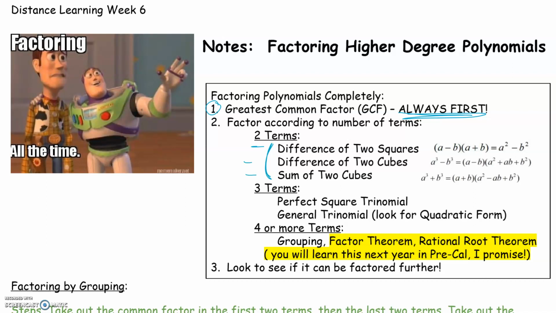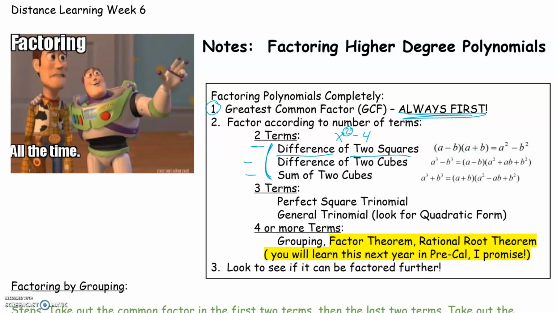Now when we're talking about two terms, I'm really talking about when you end up with something like x squared minus 4. Well, that's to the second power, so you're going to be looking at two squares. And the difference just means that you have a subtraction sign between the two terms. Okay, so that's when you're going to use the difference of two squares.